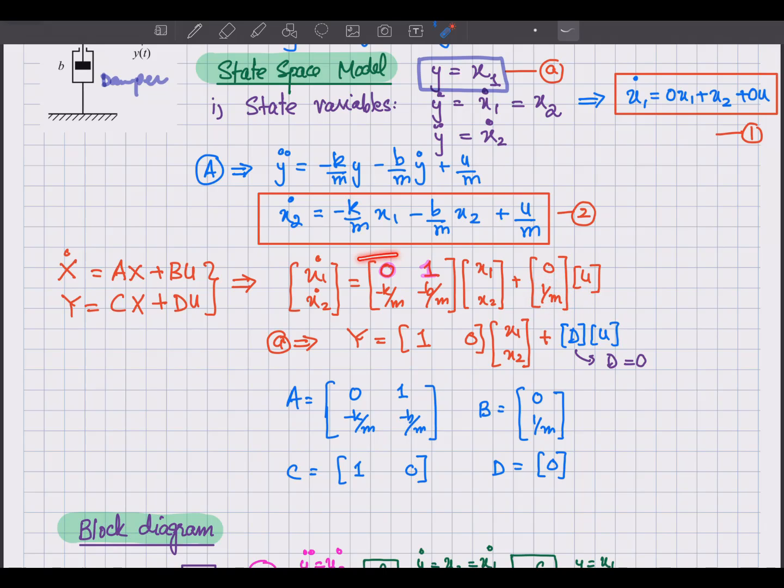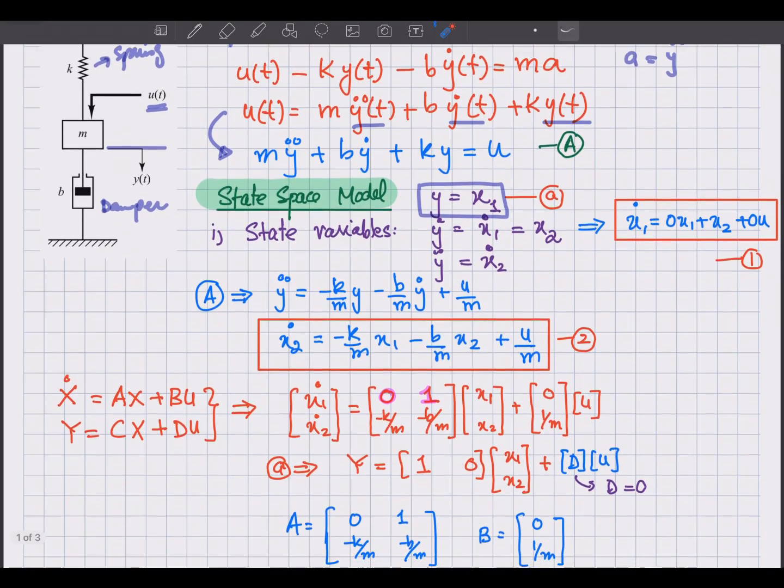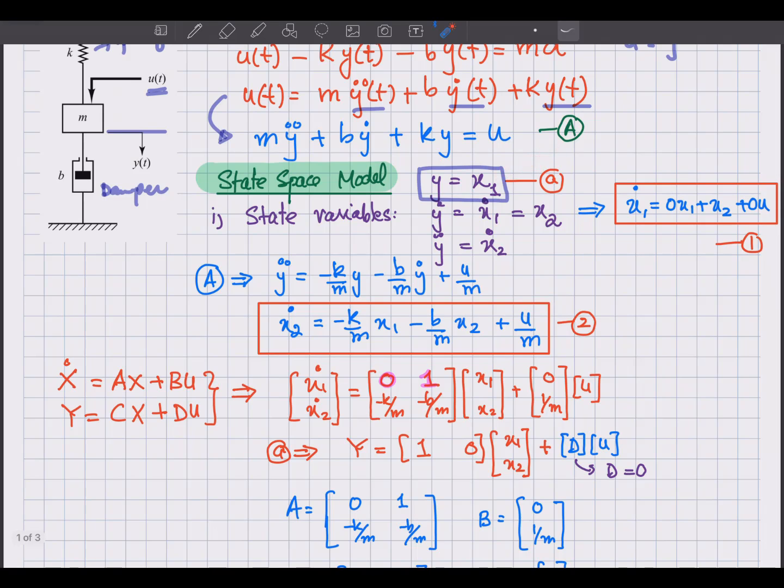Okay, so this is our state matrix A, this one. This is our state matrix A, and the matrix B is this one, and the matrix C, the output matrix, that equation can be written looking at this one, equation A, this one, y is equal to x1.